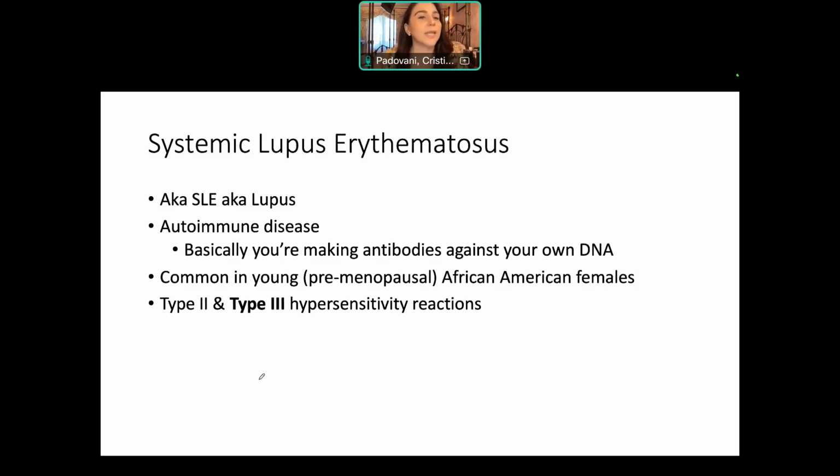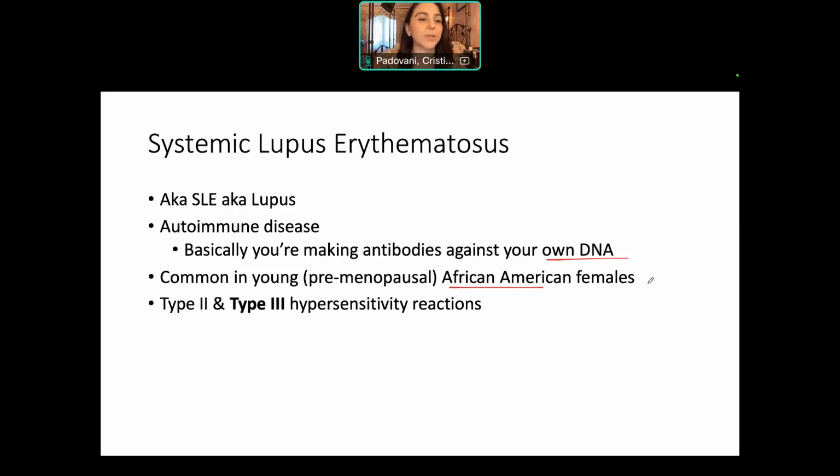So for lupus, aka SLE, this is an autoimmune disease. Basically, in lupus, you're making autoantibodies against your own DNA. That's kind of the trigger with lupus. This is common in young premenopausal African American females. And I've said this before, for exams, you do want to look at these kinds of terms in the vignette because they help you. Another classic example is sarcoidosis, not something we've talked about here, but if you see a young premenopausal African American female, I would think lupus, I would think sarcoid, just in terms of vignettes, not for actual clinical medicine in life.